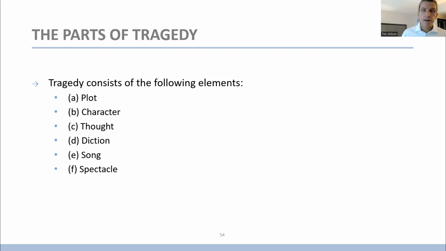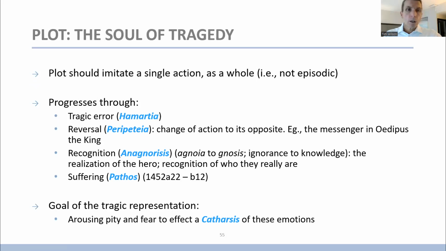Then character, then thought. Let's say the intentions or different motivations of the characters and the author. Diction, the word choice. Song, let's say the poetic elements, and spectacle. Plot should imitate a single action as a whole, so he does not like episodic plots.